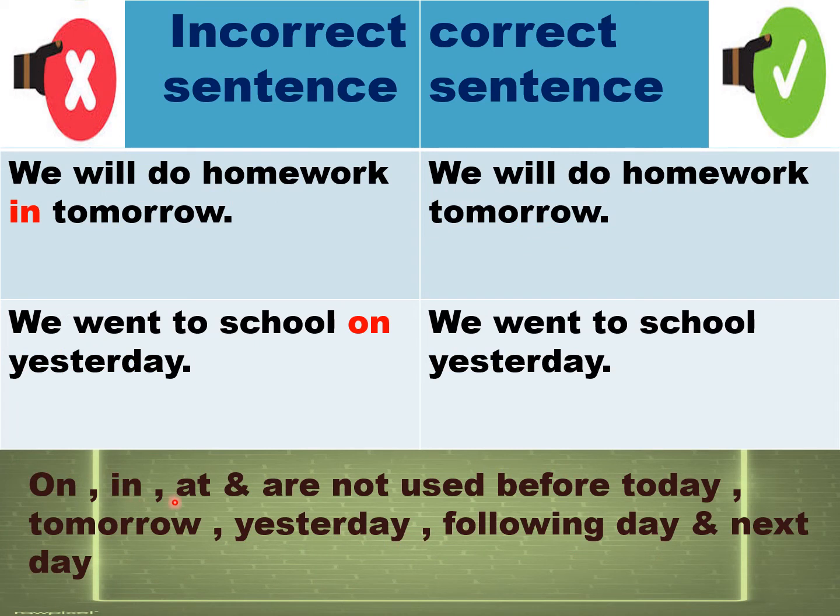On, in and at are not used before today, tomorrow, yesterday, following day and next day is a rule. We will do homework in tomorrow. We went to school on yesterday. In these sentences, we have yesterday and tomorrow. We must not use the preposition on and in before tomorrow and yesterday. We will do homework tomorrow. We went to school yesterday.